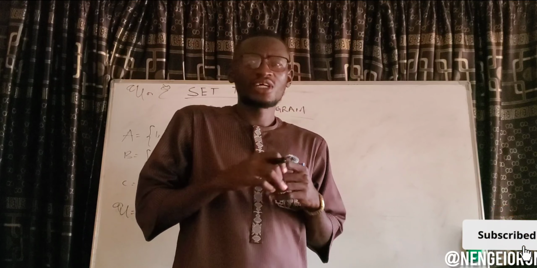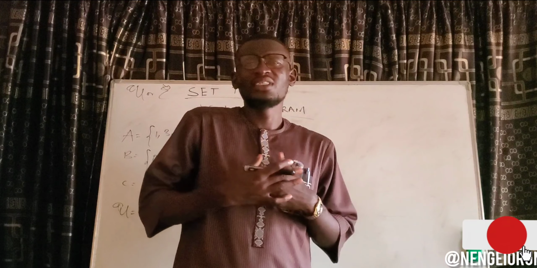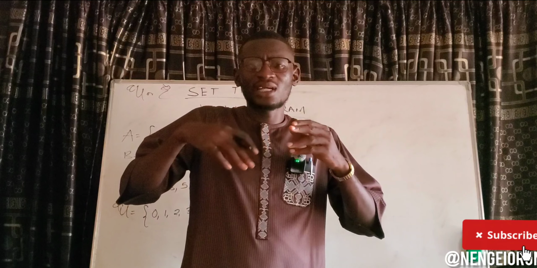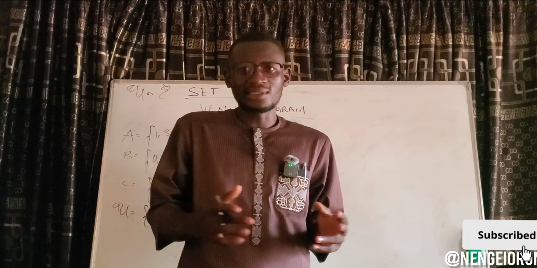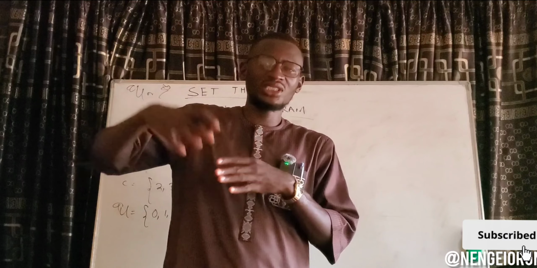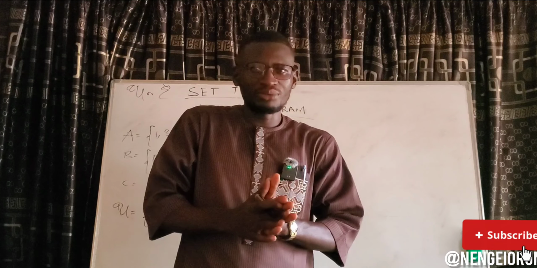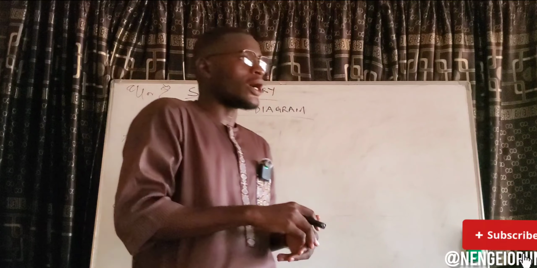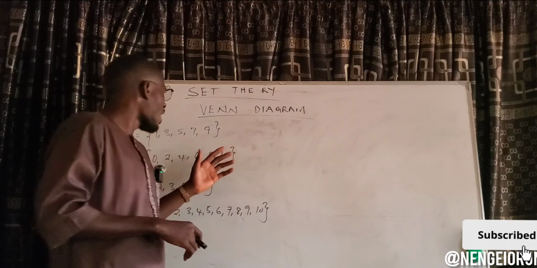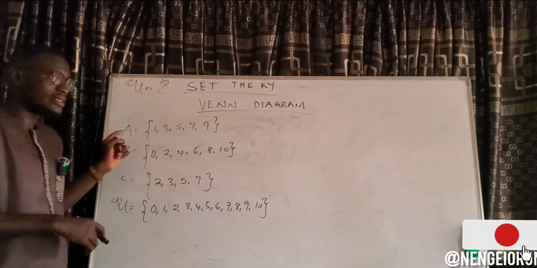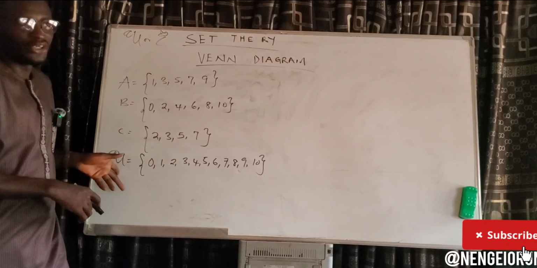So today we are going to consider Venn diagram. Now, what is Venn diagram? Venn diagram is a diagrammatic way of representing set, and a set is a collection of well-defined objects or elements. Now, you have set A, set B, set C, and a universal set.